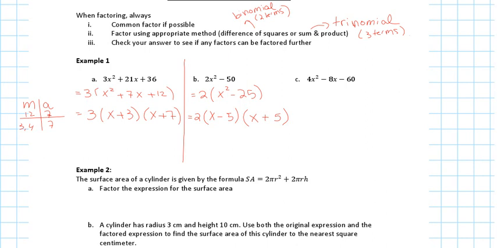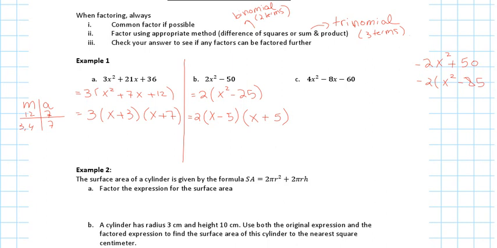What if I had negative 2x squared plus 50? What do I have to do here? Remember that if your a is negative, you have to factor that negative 2 out. So that's going to be negative 2 times (x squared minus 25).